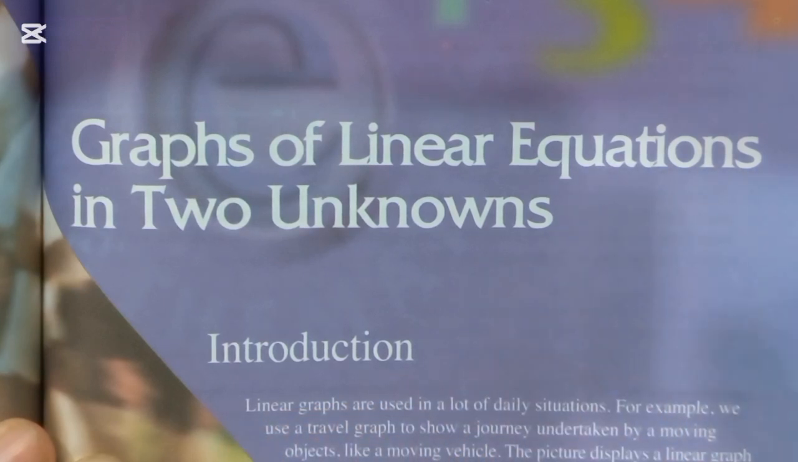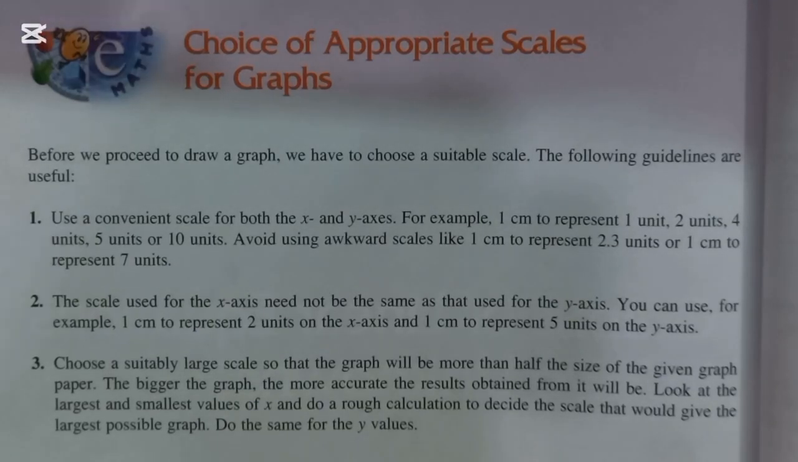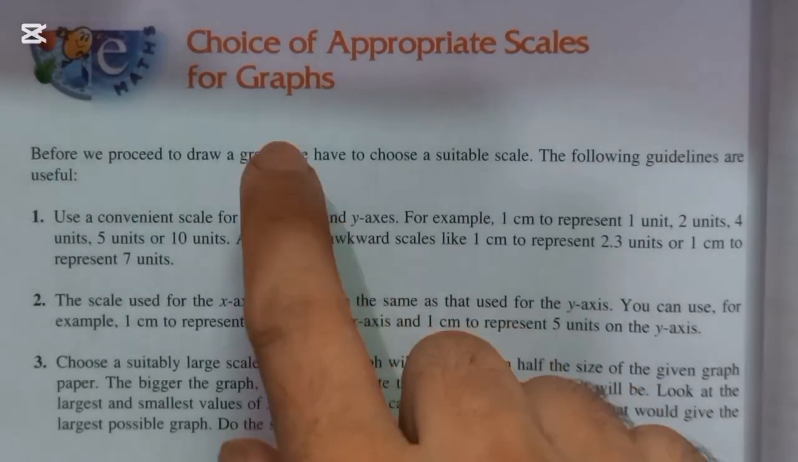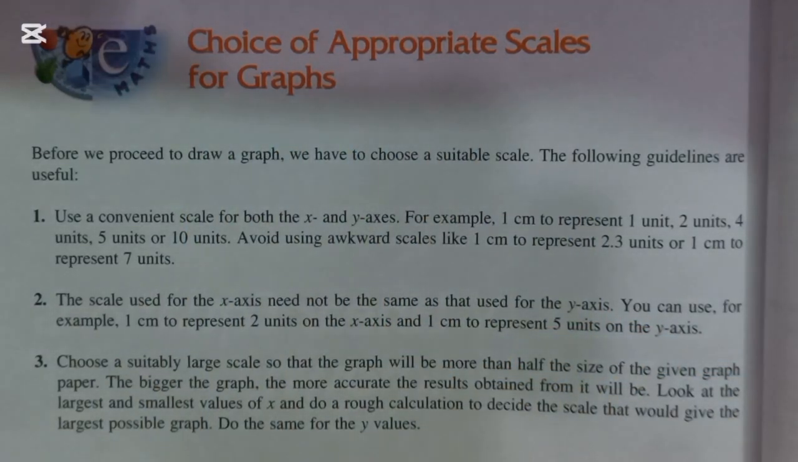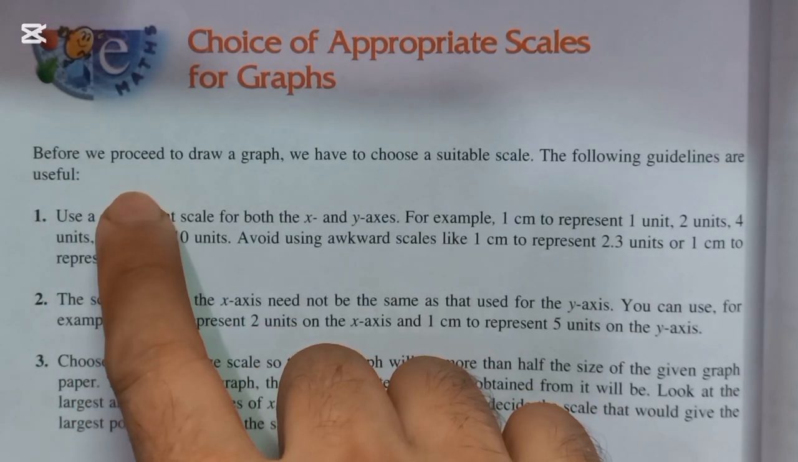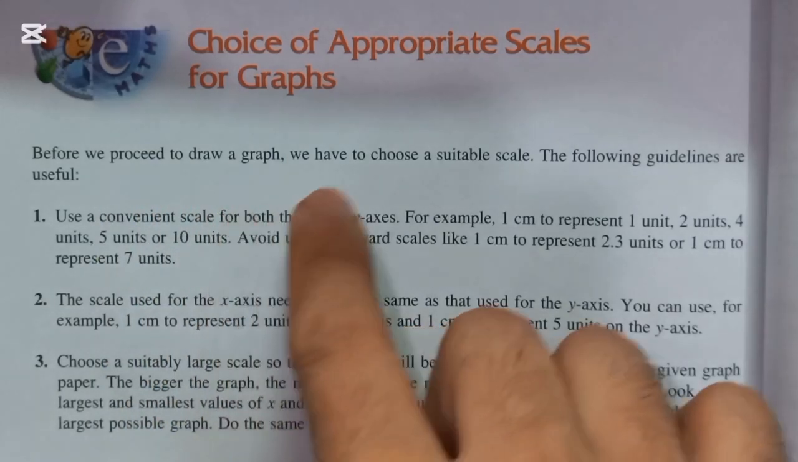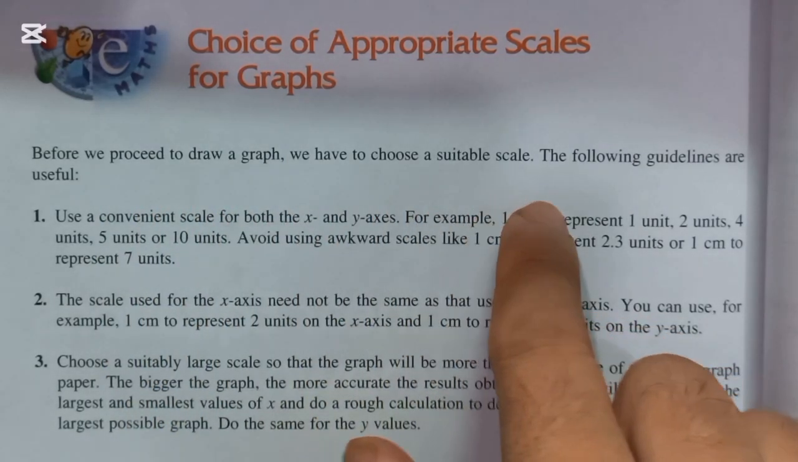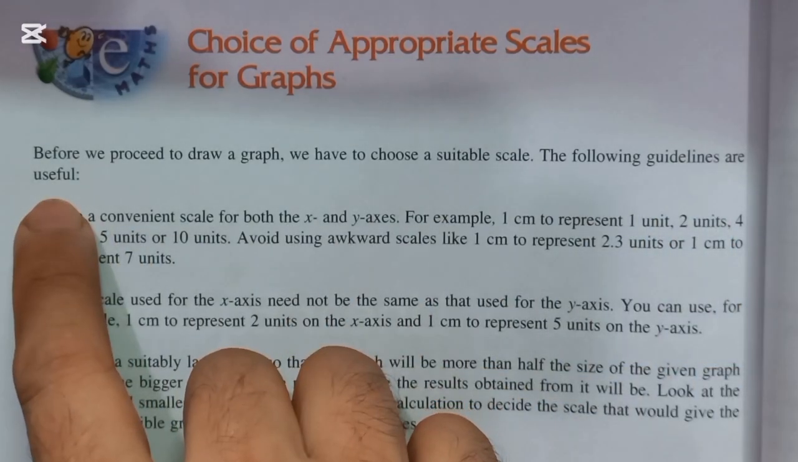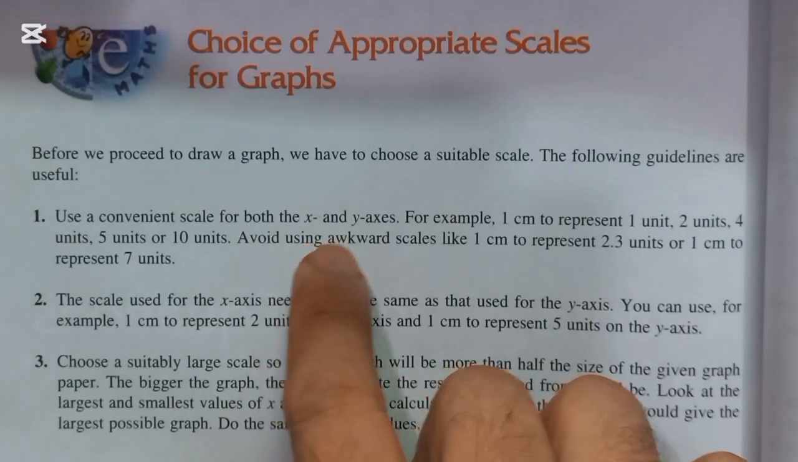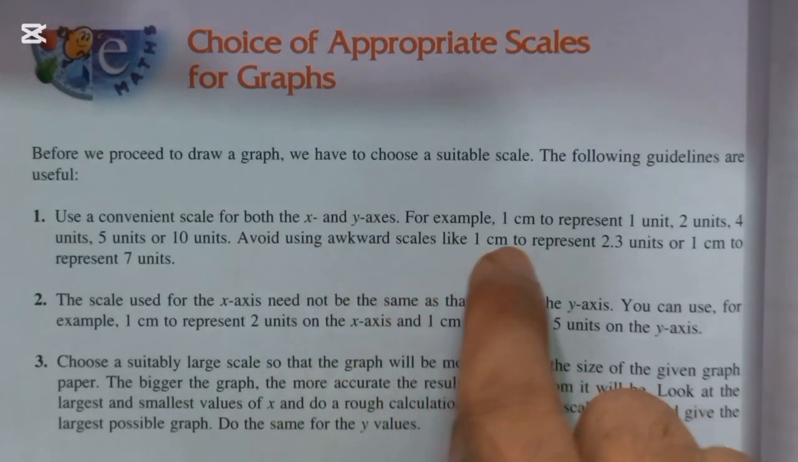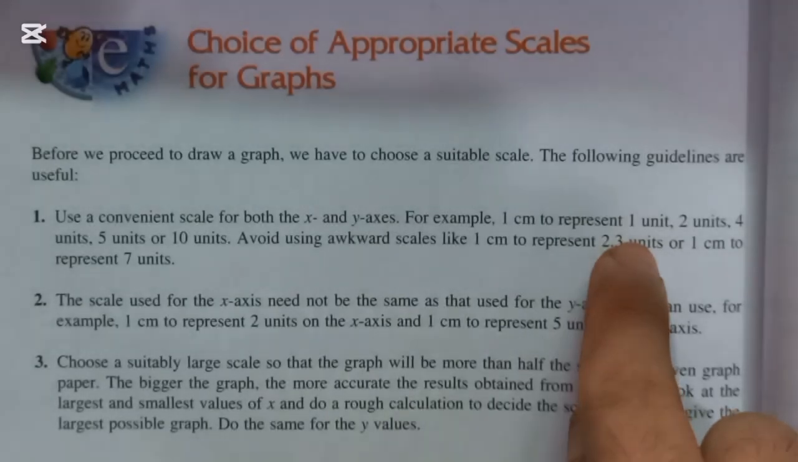So concentrate yourself now. The first thing that we are going to read in the topic is the choice of appropriate scales for the graphs. This is the basic thing for drawing graphs. Before we proceed to draw a graph, we have to choose a suitable scale. The following guidelines are useful. Number 1 point, use a convenient scale for both x-axis and y-axis. For example, 1 centimeter to represent 1 unit.